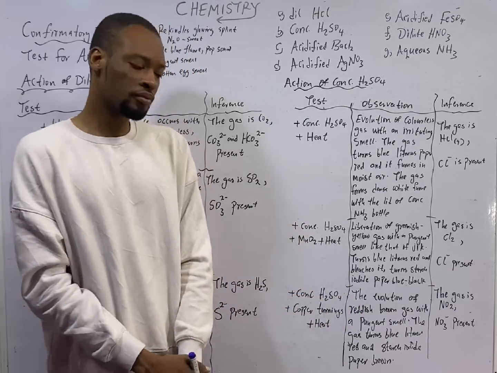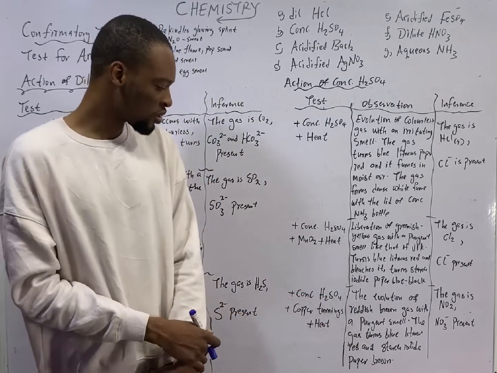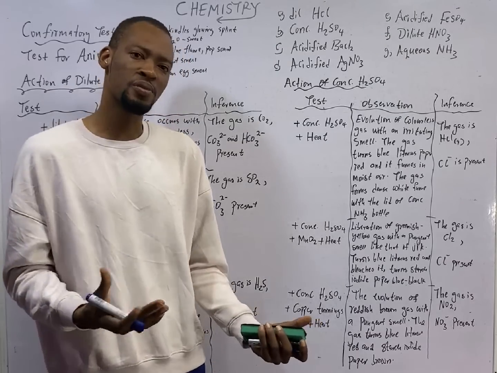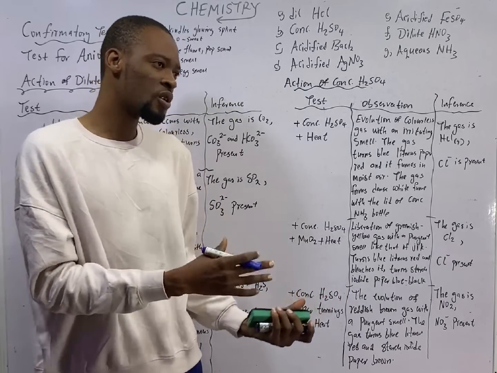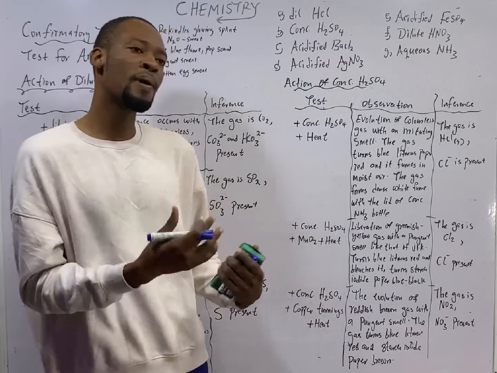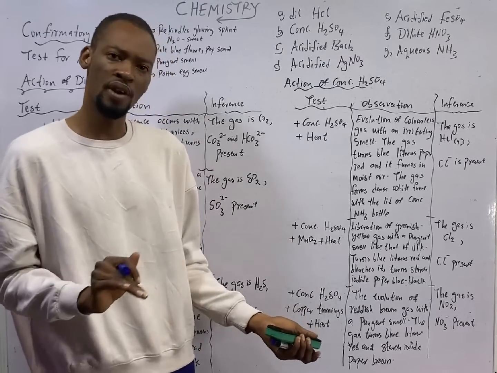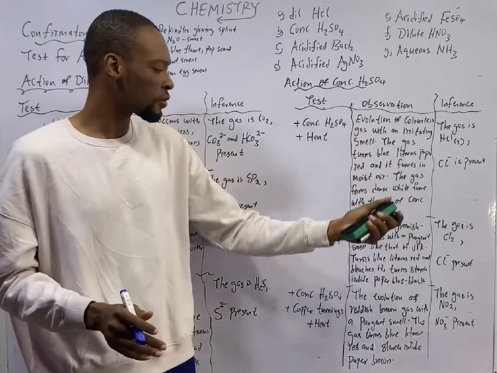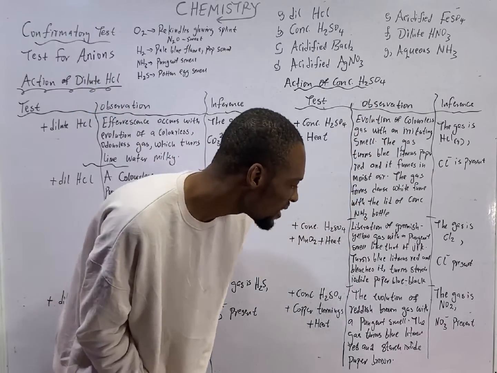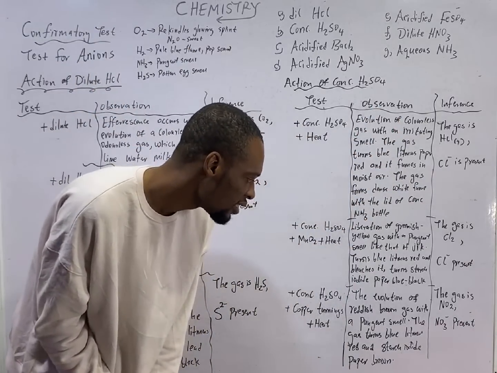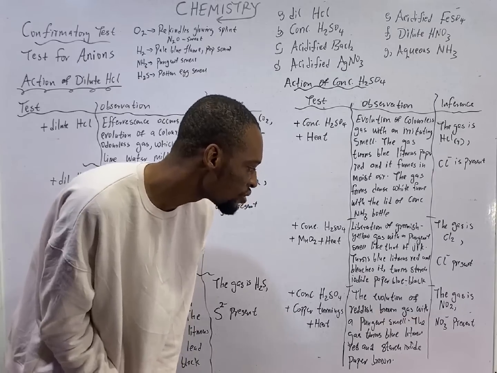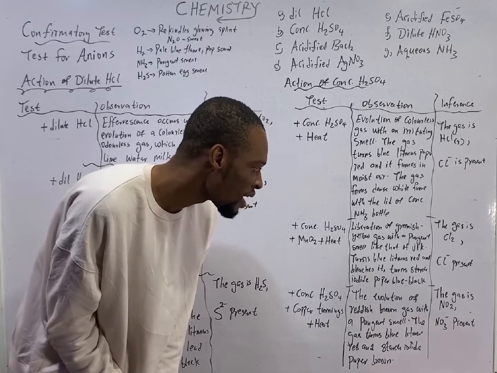Then you'll be told conc H2SO4 plus copper turnings plus heat was added, or conc H2SO4 was added, then copper turnings, then heat, whatever. But when you hear the observation, the evolution of reddish brown gas with a pungent smell. The gas turns blue litmus red and starch iodide paper brown.